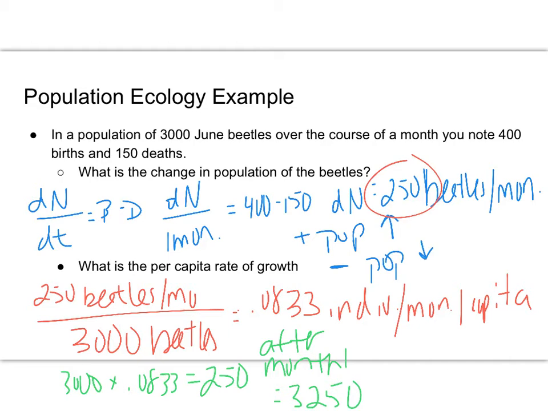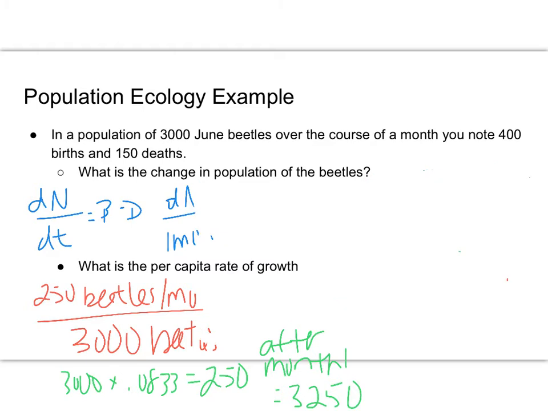But remember, per capita is relative. So if my per capita growth rate is still 0.0833, well, now I'm applying that to a bigger population. If my average beetle in my population is having 0.0833 births, and I have more than 3,000 beetles, then I'm going to have more than a growth of 250. So my second month, make sure you have this down because I'm going to erase some stuff so I can get some more space.